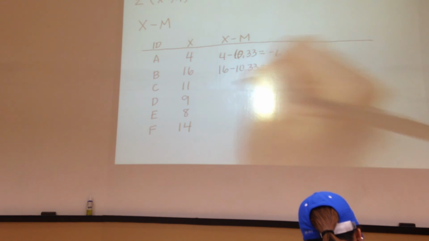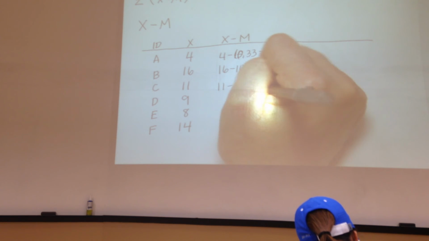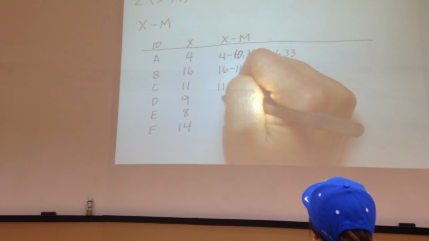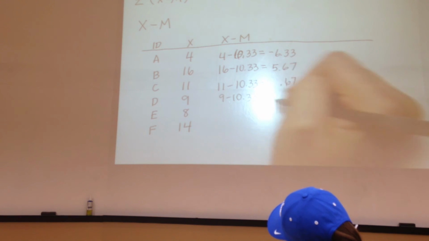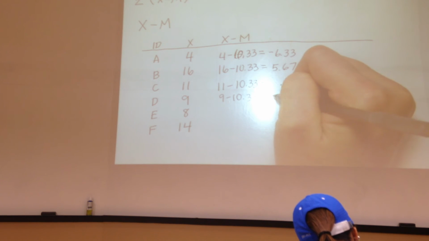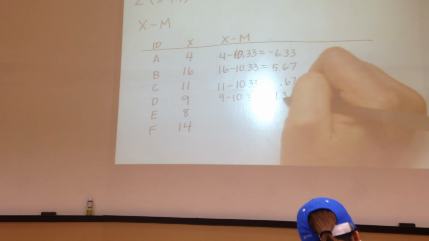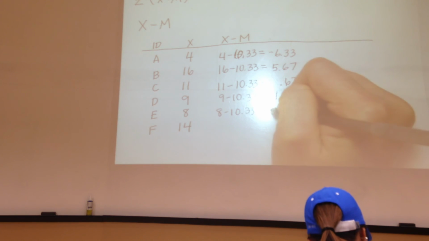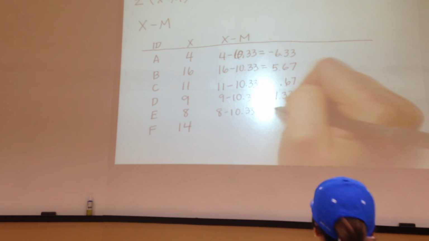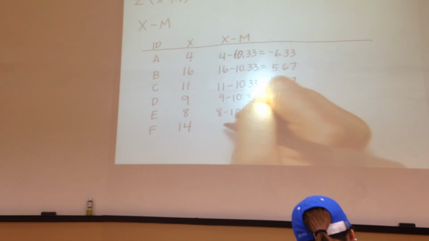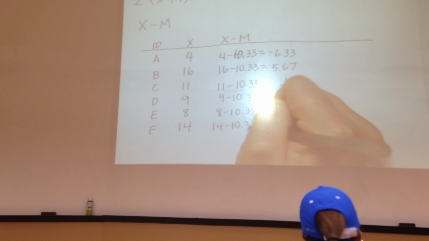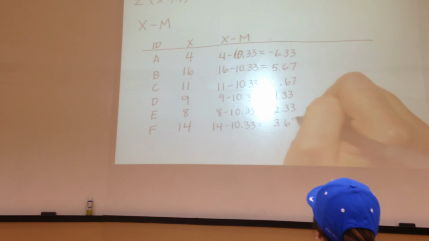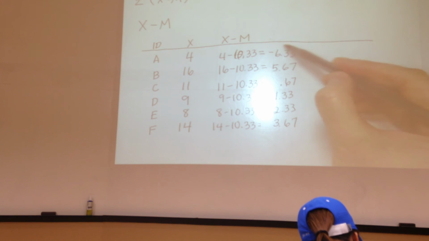6.7. Okay. 11 minus 10.33. 0.67. Okay. And 9 minus 10.33. Negative 1.33. Yes. 8 minus 10.33. Negative 2.33. And 14 minus 10.33. 3.67. Okay. So these are the deviations.